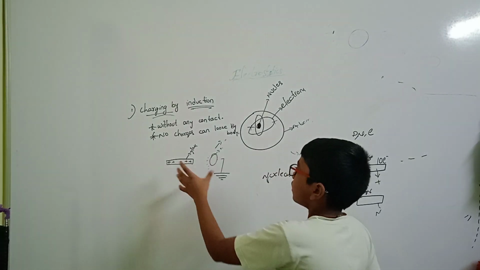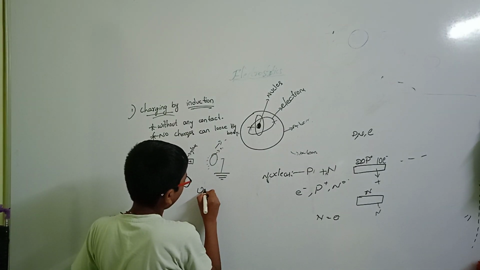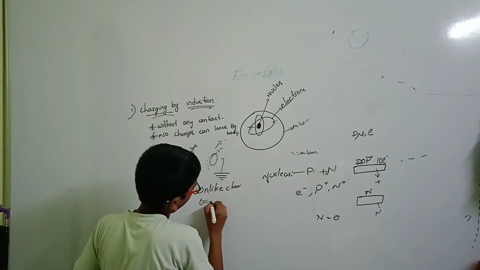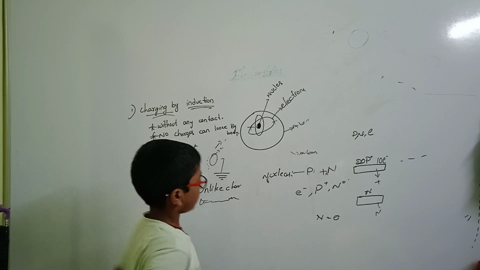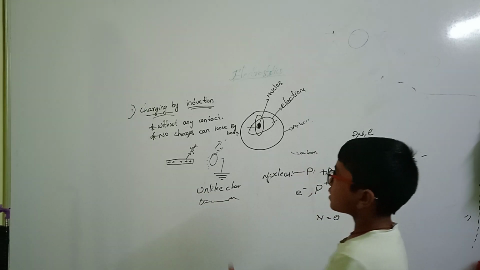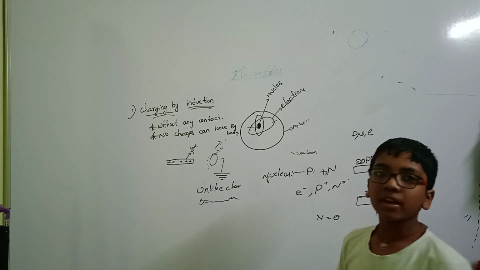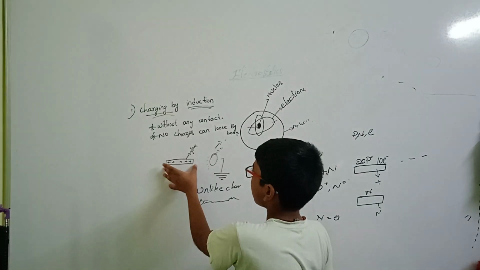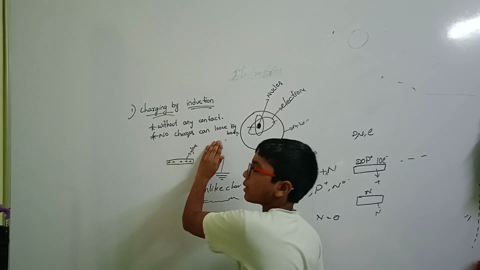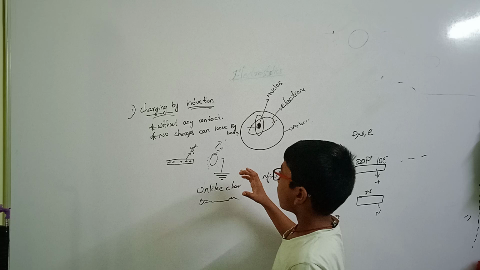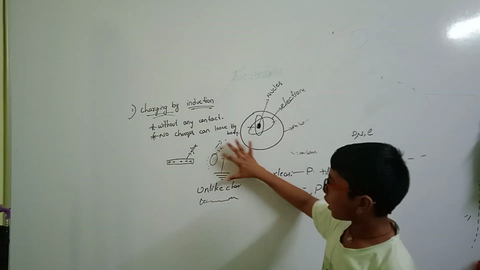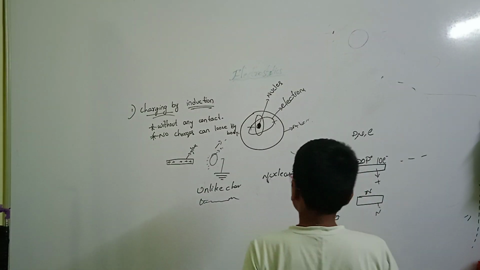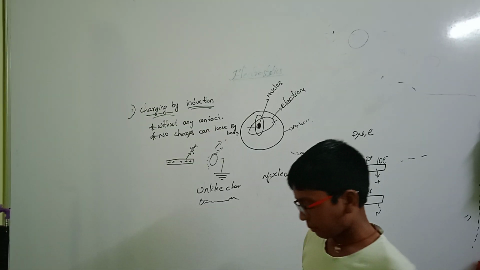Here you can understand that unlike charges attract and like charges repel each other. This is charging by induction, without contact, and no charges are lost. If you keep it near and take it away, the neutral sphere stays neutral. The charge changes only when we connect it to the earth. Okay, charging by induction is completed.